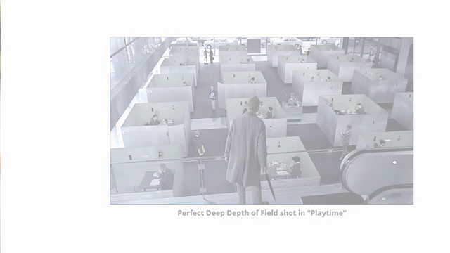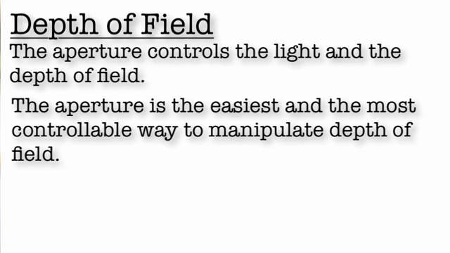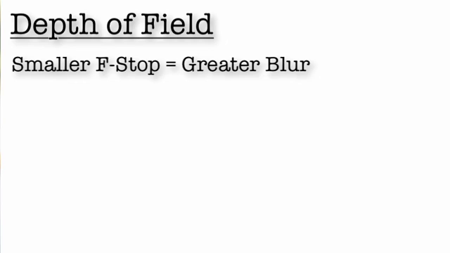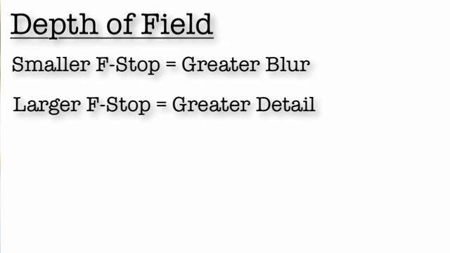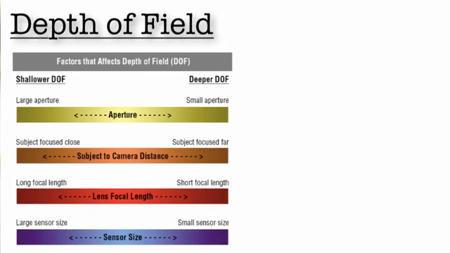Again, in the camera, the aperture controls the light and the depth of field. It is not the only way, but it is the easiest and most controllable way to manipulate depth of field, with the aperture. And remember, smaller f-stop, the greater the blur in your background, and larger f-stop is going to show greater detail. In an advanced video, we would discuss the distance between you and the subject and focal length, both of which also have an effect on depth of field.